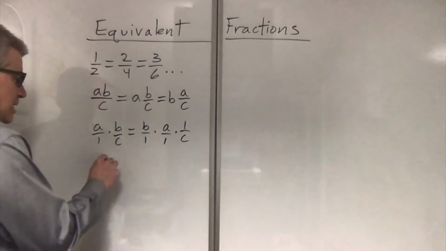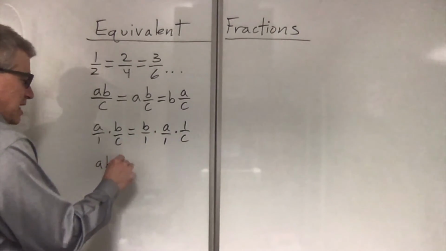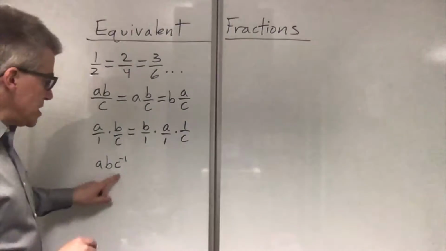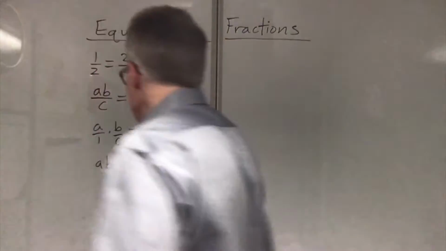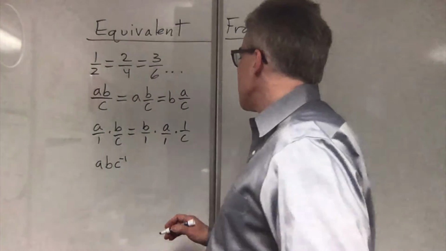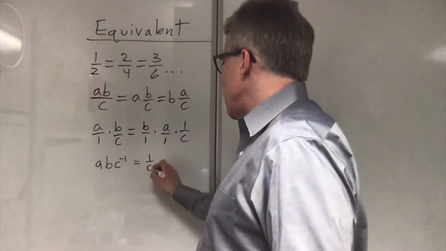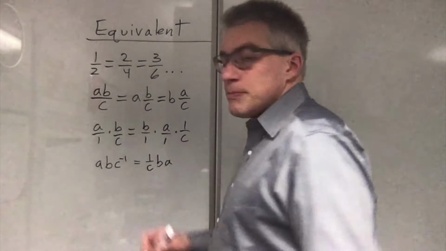We could write A, B, C to the -1. C to the -1 means 1 over C. So that's another way of writing the exact same expression. We can put them in whatever order we want. 1 over C times BA.